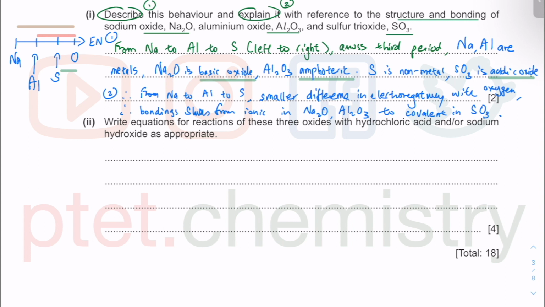Okay, never mind. We're going to write equations now. There are 4 marks here. You see the 3 oxides with hydrochloric acid and/or sodium hydroxide as appropriate. First of all, we have to write one equation for the basic oxide reacting with acid, like Na2O reacting with HCl. A basic oxide reacting with acid gives you the salt and water, a neutralization reaction.